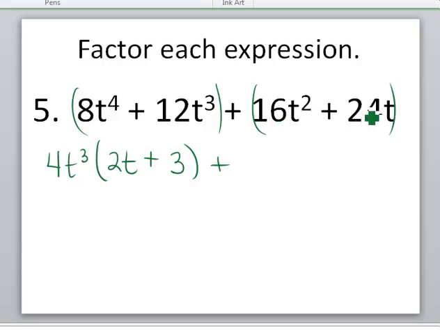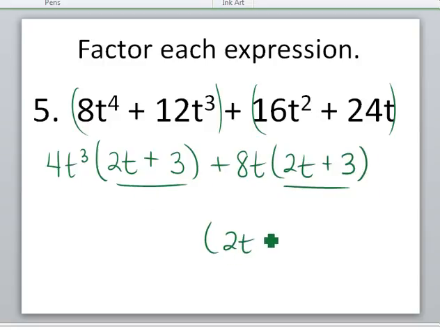Greatest common factor between 16 and 24 is 8, and then they share a t in common. I get 2t plus 3. I'll write the 2t plus 3 once, and then the stuff that's being distributed together as the second binomial.